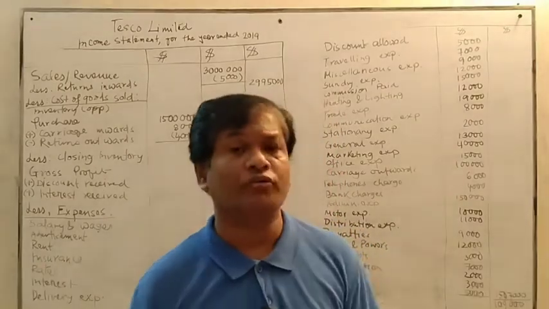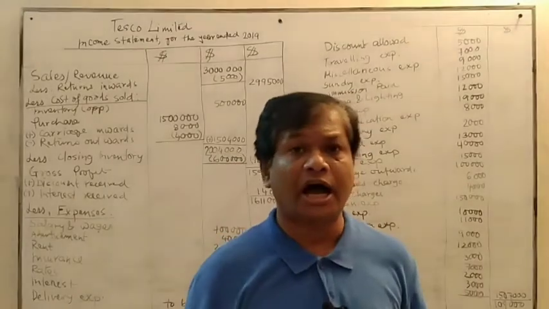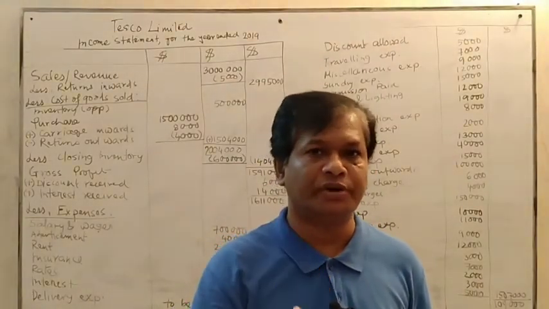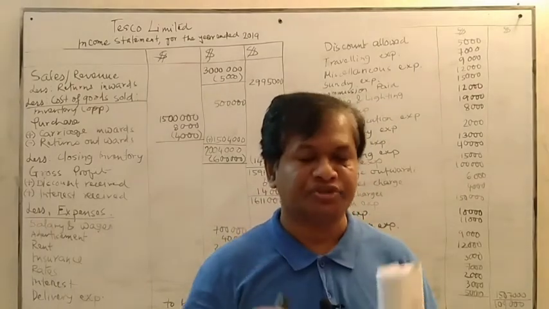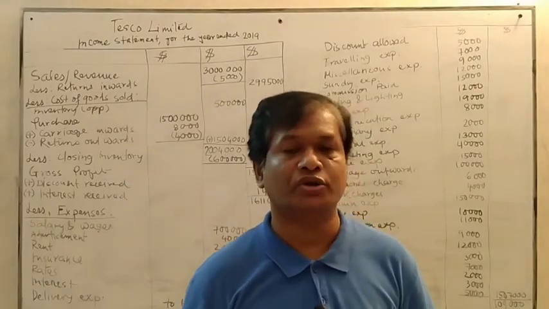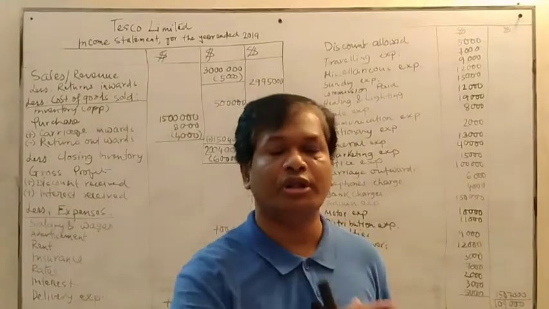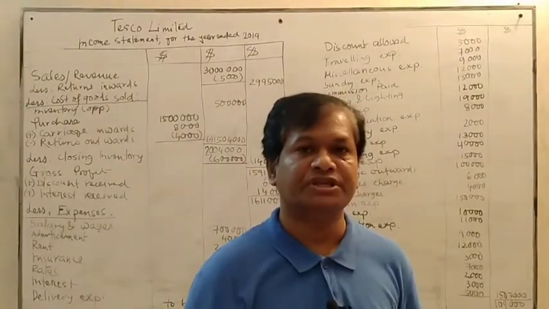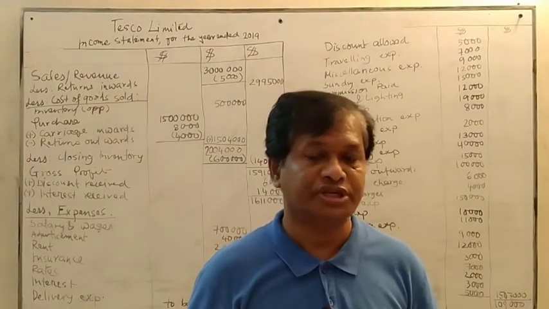So that's all for today. In the next class, I will do the income statement with adjustments. That is very, very complicated. Don't miss it. I am sure that lesson will be very helpful, especially for O level and A level students. So don't miss it. You have to check the next video.